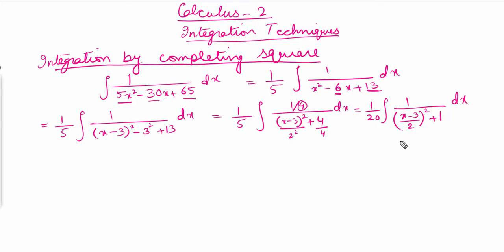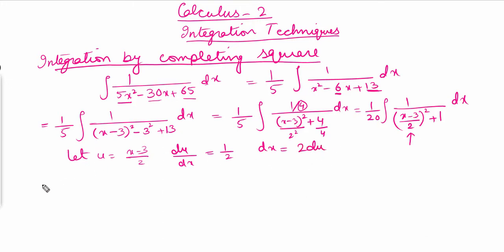Now I can use the method of substitution. I'll substitute x minus 3 over 2 as u, and the integration of this whole formula will become tan inverse of this function. So I'll say let u equal x minus 3 over 2, so that du over dx will be equal to 1 over 2, and dx will become equal to 2 du.